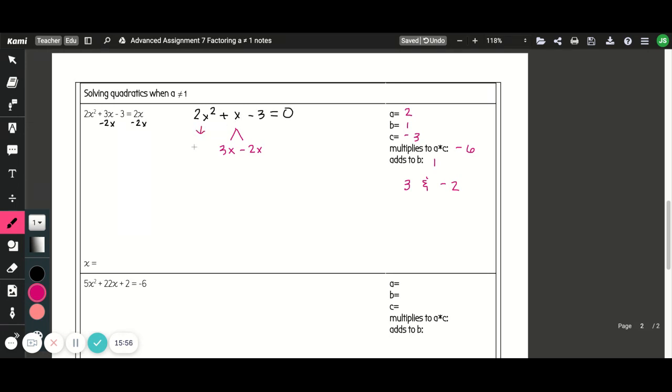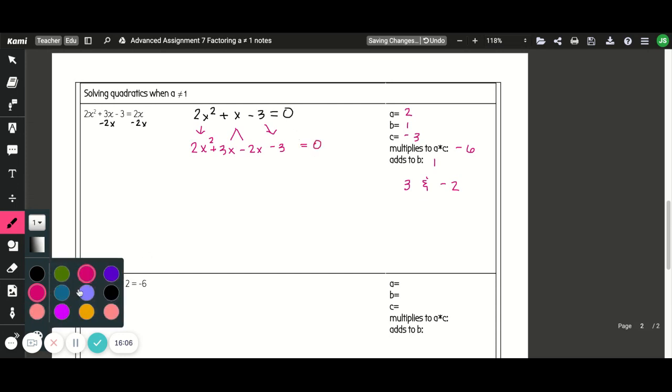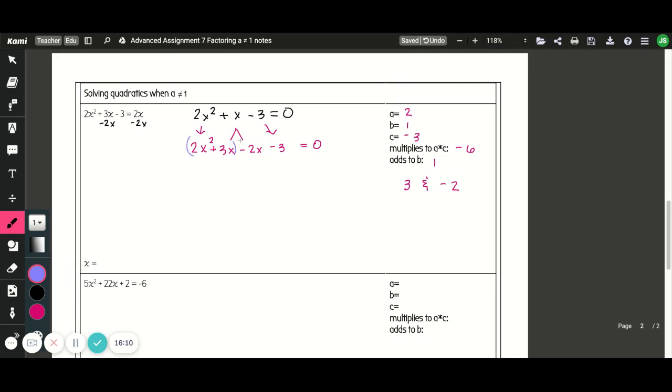The first term doesn't change, and the third term doesn't change. Okay, so just keep bringing down that 0. We're not doing anything with it quite yet. We're going to group first 2 together, second 2 together, and factor out our greatest common factors.